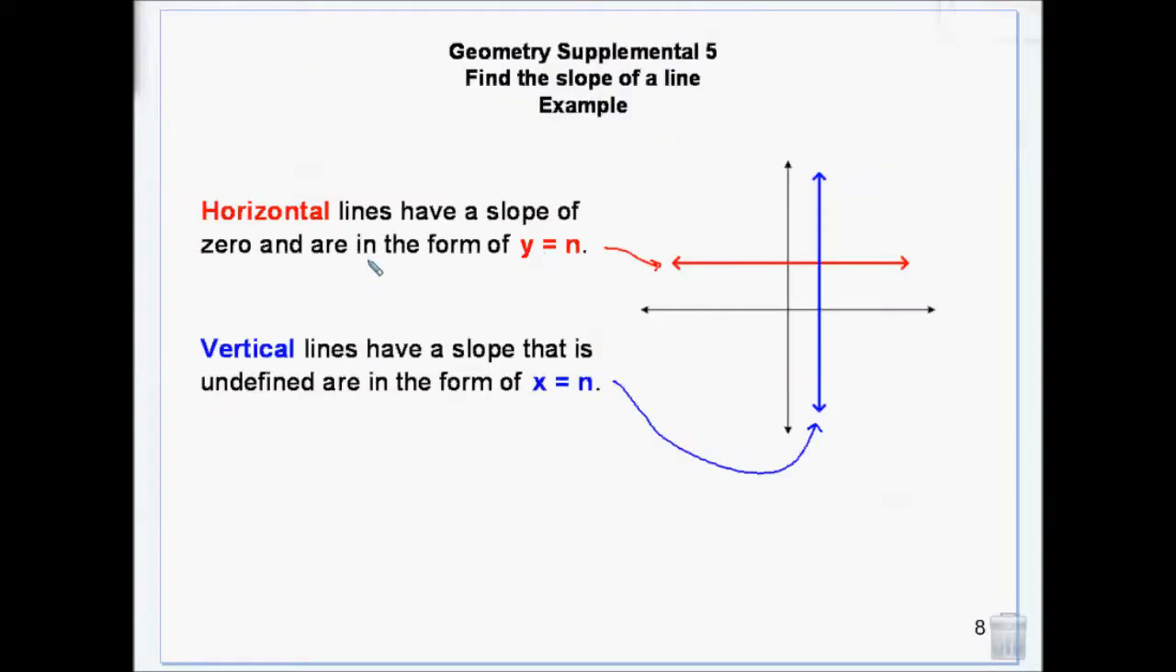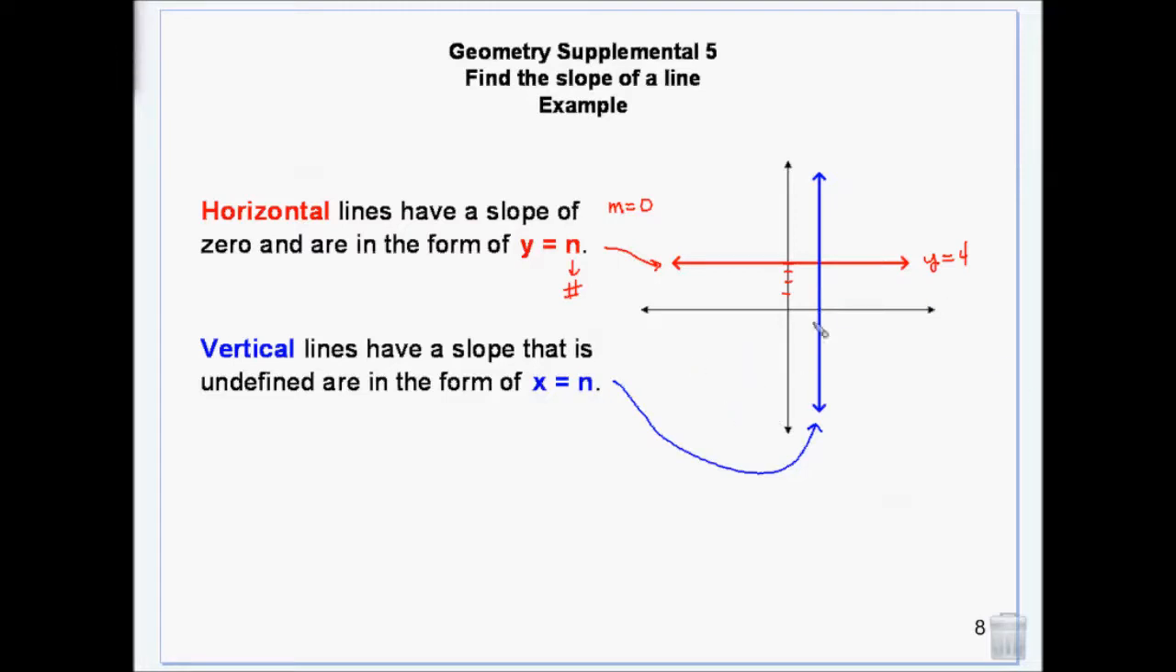All right, so horizontal lines have a slope of 0. So for this line, m equals 0. And the line is of the form y equals some number. This n is just any random number. So if this line was at 4, y equals 4 would be the equation of that line.